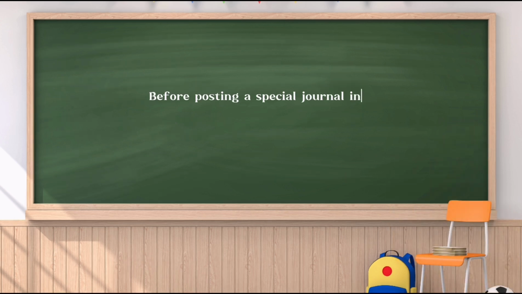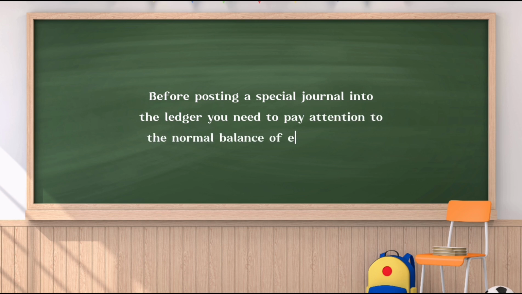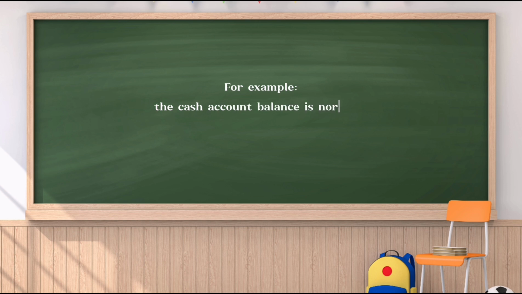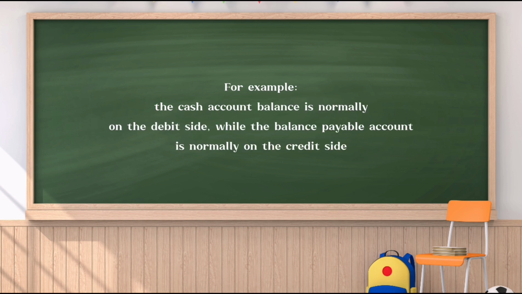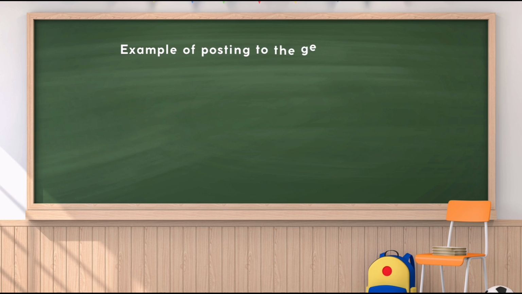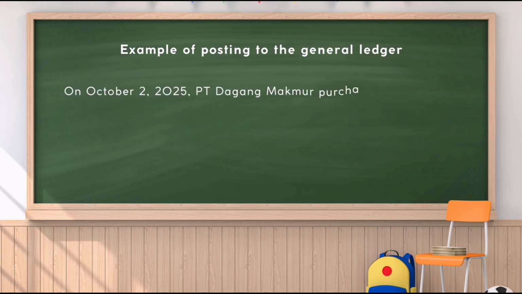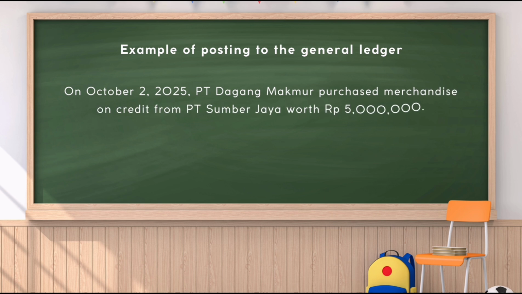Before posting a special journal into the ledger, you need to pay attention to the normal balance of each account. For example, the cash account balance is normally on the debit side, while the accounts payable balance is normally on the credit side. Example of posting to the general ledger. On October 2, 2025, PT Dagong McMur purchased merchandise on credit from PT Sumber Jaya worth Rp 5 million. Then, how to post into the general ledger.